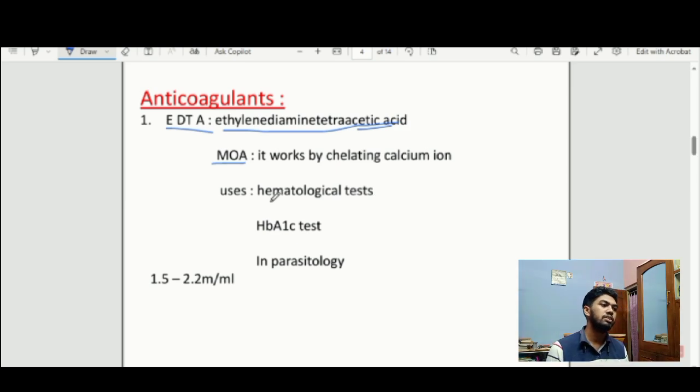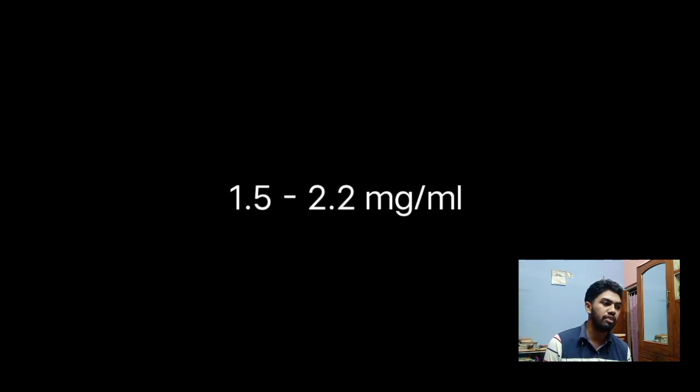What are the uses of the EDTA vial? In most cases EDTA vials are used in all hematological tests like CBC, okay, hematological tests. Now the HbA1c test, we do in biochemistry. In parasitology also there is an EDTA vial. We have to maintain a specific amount of anticoagulant with the particular blood, otherwise it can hamper the test results. So for EDTA it should be 1.5 to 2.5 mg per ml.